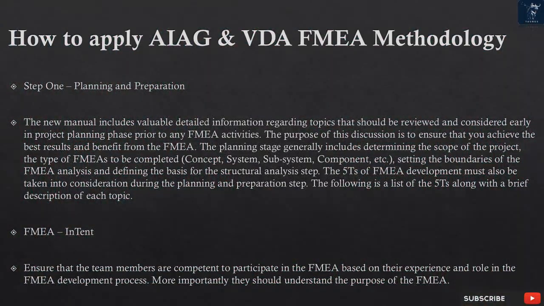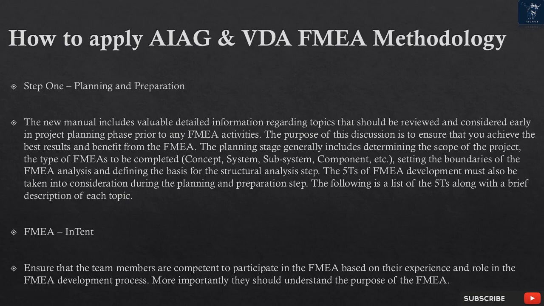Step 1. Planning and preparation. The new manual includes valuable detailed information regarding topics that should be reviewed and considered early in the project planning phase prior to any FMEA activities. The purpose of this discussion is to ensure that you achieve the best results and benefit from the FMEA. The planning stage generally includes determining the scope of the project, the type of FMEAs to be completed, concept, system, subsystem, component, etc., setting the boundaries of the FMEA analysis and defining the basis for the structural analysis step.